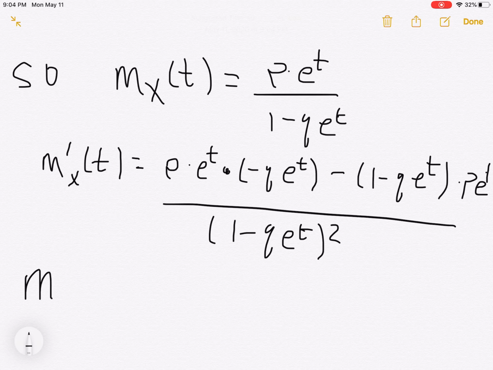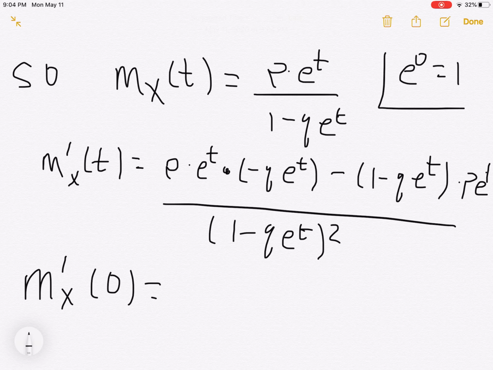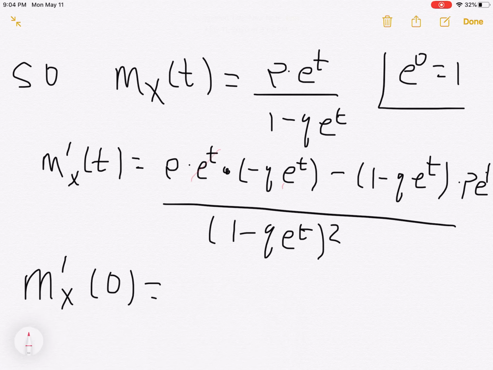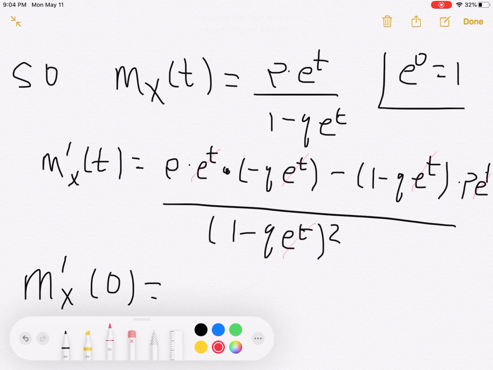Now, M_X prime of 0 says we just plug in t equals 0. And one thing that I'd note is e to the 0 is 1. So we just ignore all of these e to the t's above. So I'll just cross them out in red, and we'll just forget that they're there. That's what plugging in t equals 0 essentially does.